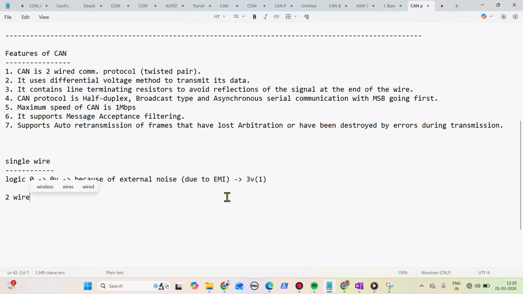It was designed with two wires. So what is the advantage of having two wires, and why are they going for differential voltage? We will see it. We are using two wires because there is a voltage in one wire and some different voltage in the other wire, which means in these two wires we have two different voltages. The difference between these two voltages will give you the value which you are going to transmit.